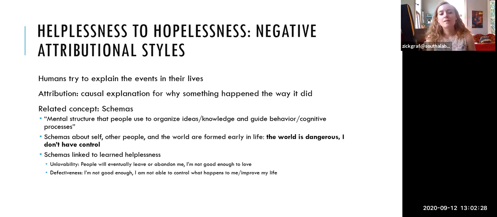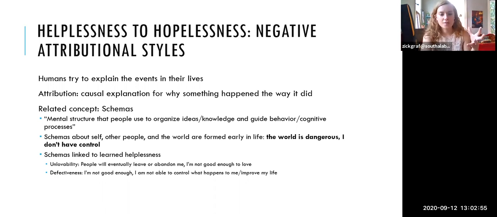And then the last schema related to learned helplessness is the schema of defectiveness, which is the idea that I'm just fundamentally not good enough. And no matter how hard I try, I'm not going to be able to be better, so why bother trying? We'll talk in a few slides about what it means for these schemas to influence and organize ideas and knowledge about the world and influence our choices and actions.